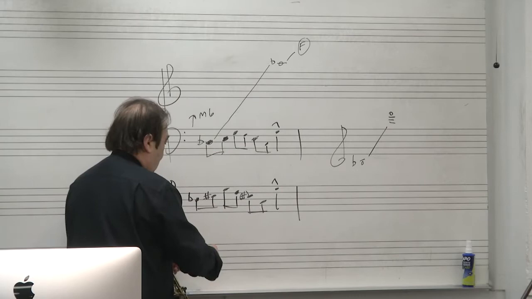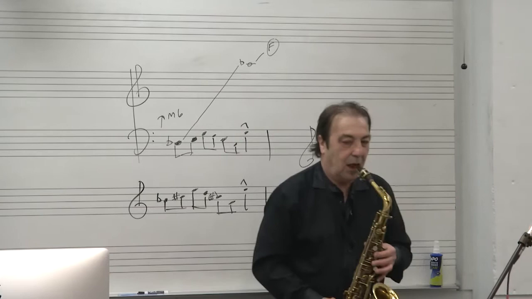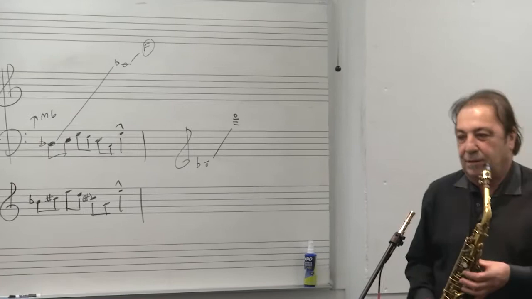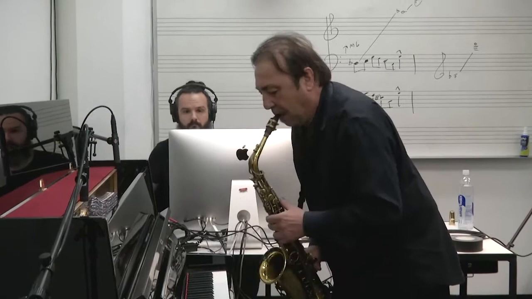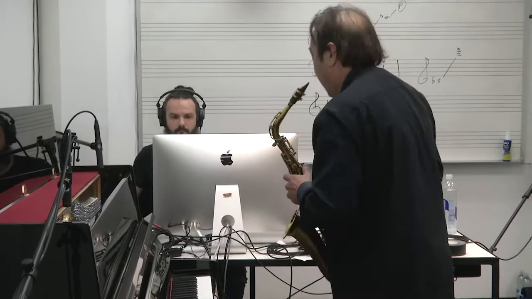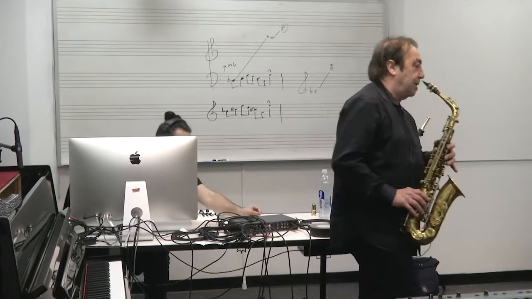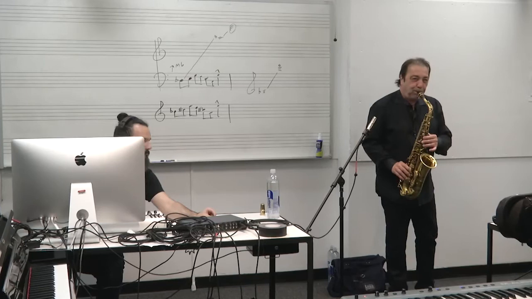But I'll get the range of the sax, this low note, D flat. That would be this D flat on the piano, here, and then the high F would just be that. So the range would be, so that would be like, in the B flat scale.